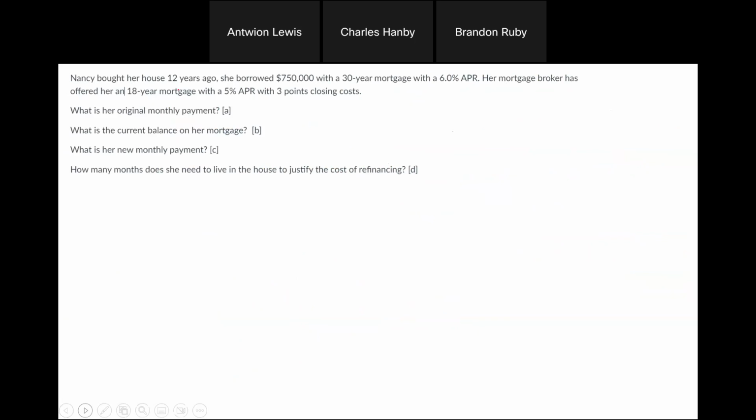So Nancy bought her house 12 years ago. She borrowed $750,000 with a 30-year mortgage at 6%. Her mortgage broker has offered her an 18-year mortgage with a 5% APR and 3 points closing costs.